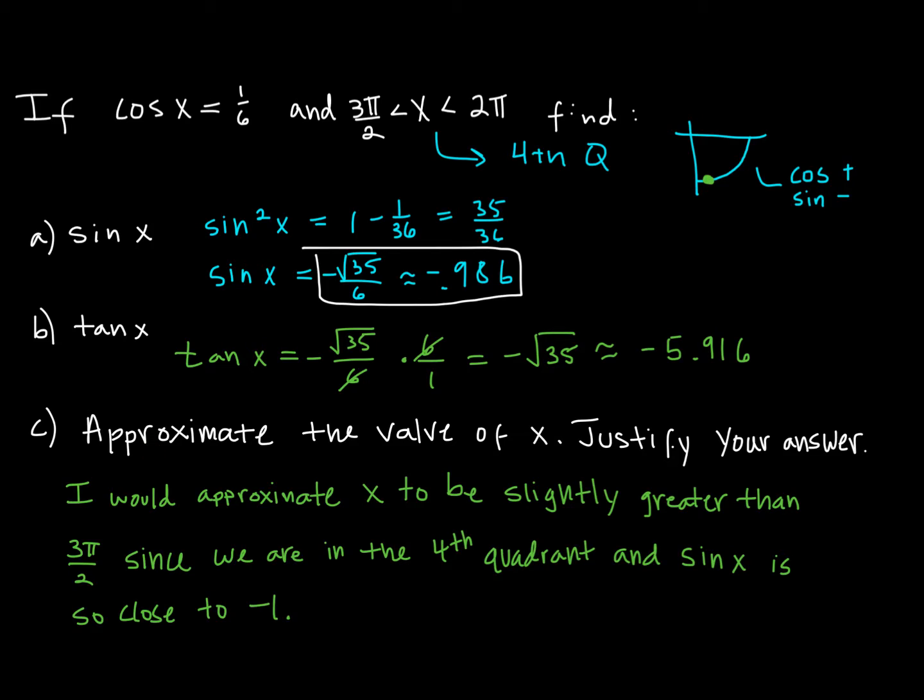That'll help me approximate the value of x, the angle. Since sine is very close to negative 1 and cosine is very close to 0, I would approximate x to be slightly greater than 3 pi over 2, since we're in the fourth quadrant and sine of x is very close to negative 1.